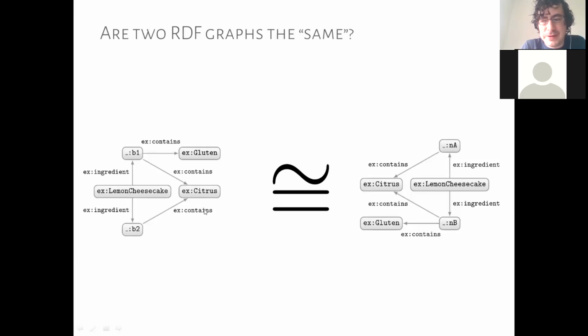If we look closely, we see that lemon cheesecake has some ingredient that contains gluten and citrus. Lemon cheesecake contains some ingredient that has gluten and citrus, or gluten. And lemon cheesecake has an ingredient that contains citrus in this direction. So I've drawn the graphs a little bit differently just to be tricky, but we see that these two graphs are still isomorphic. Okay.